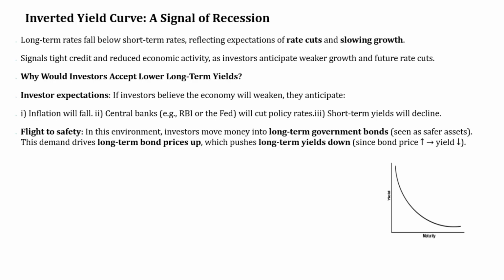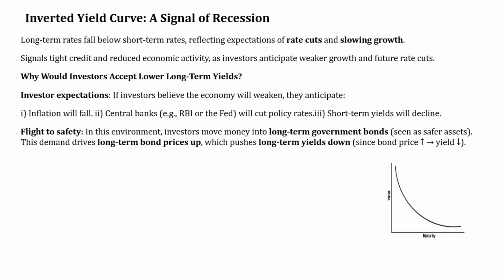So let me explain why investors would accept lower long-term yields. Most of the theories that we have discussed so far support the upward sloping yield curve. But why would investors accept a lower long-term yield? That's an inverted yield curve.